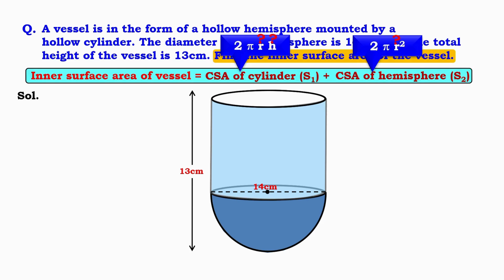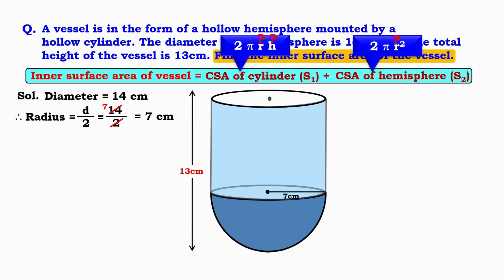Right. Now here one thing, r we know because the diameter is given, but h we need to find out. Okay, because the total height is given, not h. Because h will be the height of the cylindrical part, not the entire height. So here diameter is 14 centimeter. So radius will be diameter by 2, that is 7 centimeter. Okay, now for the cylinder as well as the hemisphere, the radius is 7 centimeter. So r we already got.